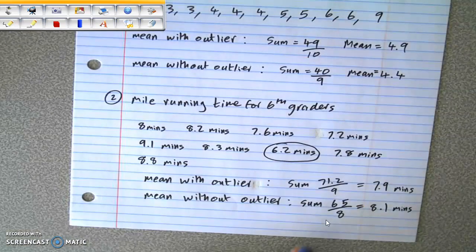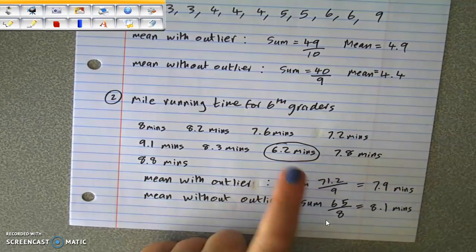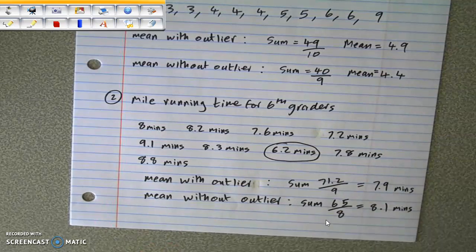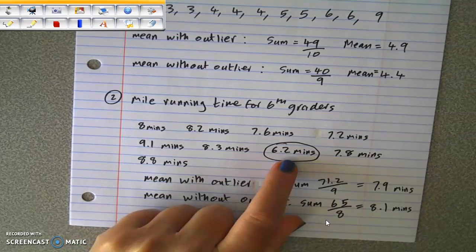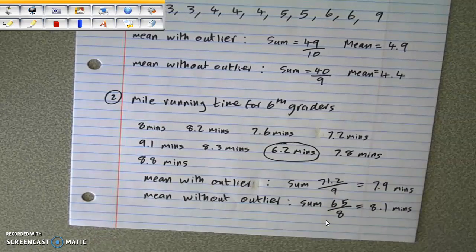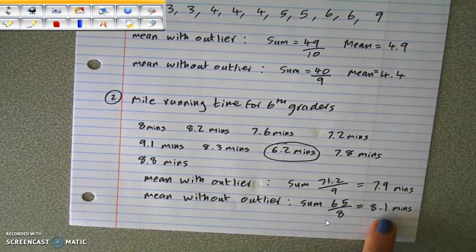So when I took away this outlier, my mean increased. So this person who ran much faster than everybody else brought the average down. So it made everybody look like on average, everybody ran a little bit faster when you include them in the data set. When you take them out of the data set, the mean is longer. The average for everybody else, they take longer.